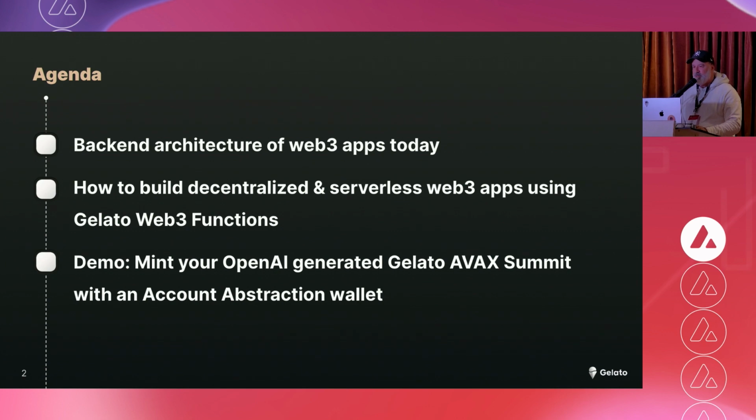Then our agenda will be first to have a look at how the backend architecture for Web3 apps is today, and how we're going to build decentralized and serverless Web3 apps using Gelato Web3 functions. And we're going to mint in a demo our NFT on Avalanche with an OpenAI generated image. And we will do that with Gelato Web3 functions and account abstraction.